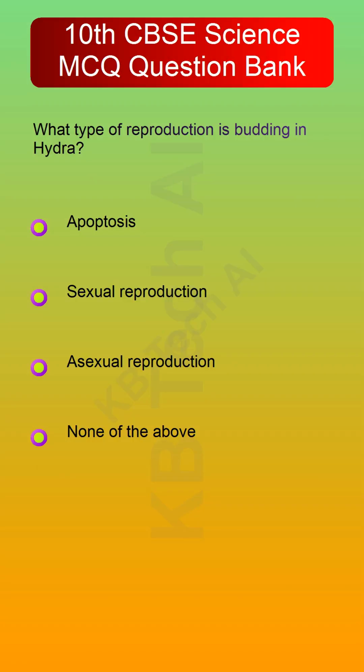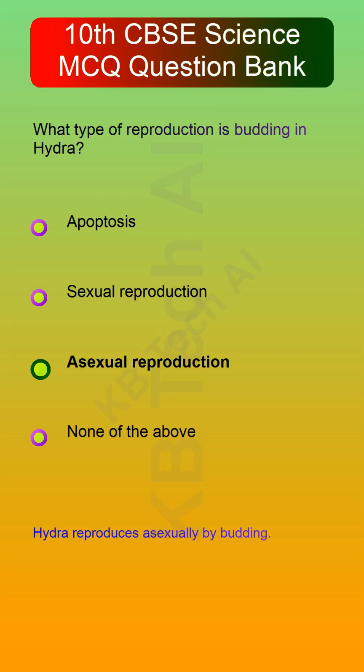What type of reproduction is budding in Hydra? Option 1, apoptosis. Option 2, sexual reproduction. Option 3, asexual reproduction. Option 4, none of the above. The answer is option 3, asexual reproduction.